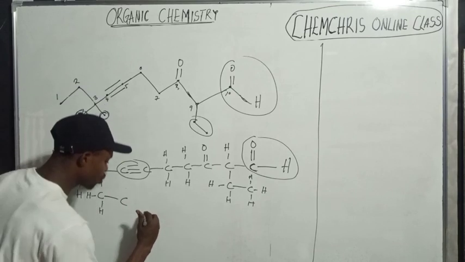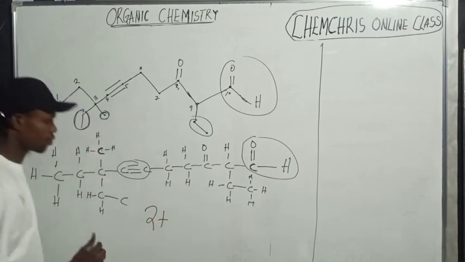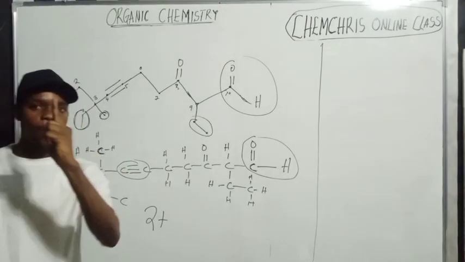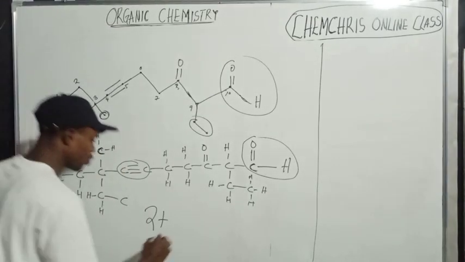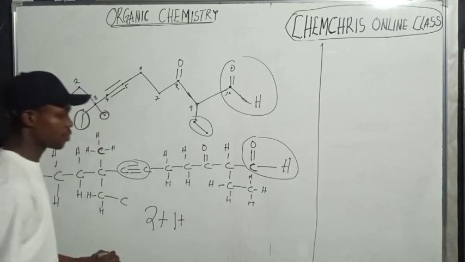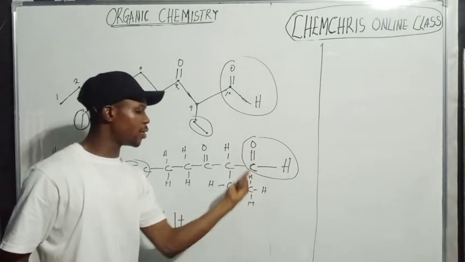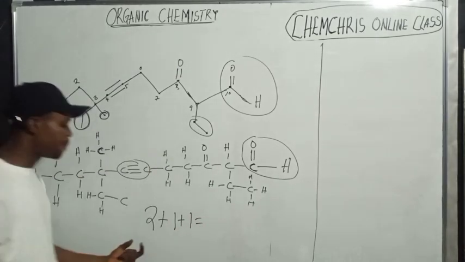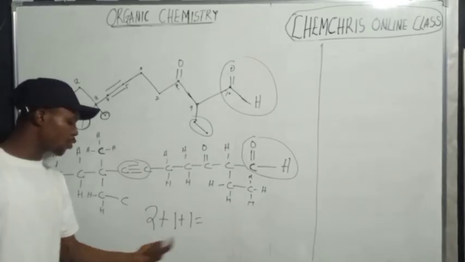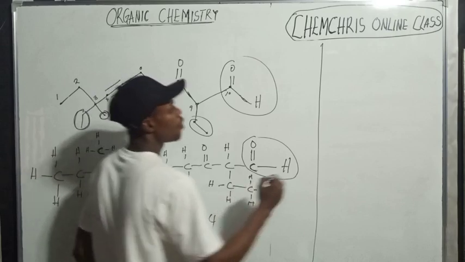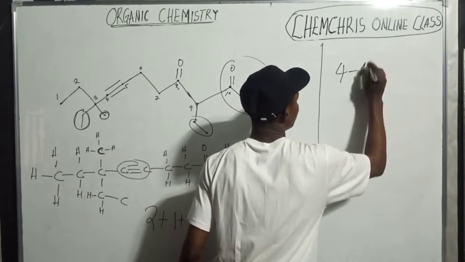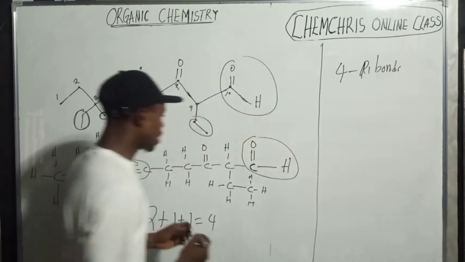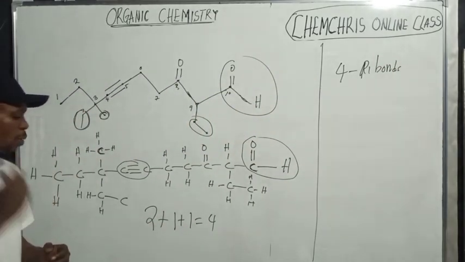So it's going to be 2 plus. Now, here I have a double bond. A double bond contains 1 pi bond, so it's going to be 2 plus 1 plus. Here we have another double bond, which is 1 pi bond, plus 1. So how many pi bonds do I have here? 2 plus 1 plus 1 is 4. So you have 4 pi bonds. Now look at the numbers of sigma bonds.